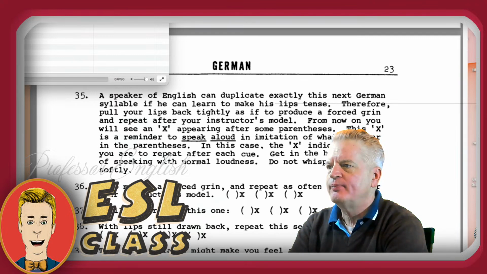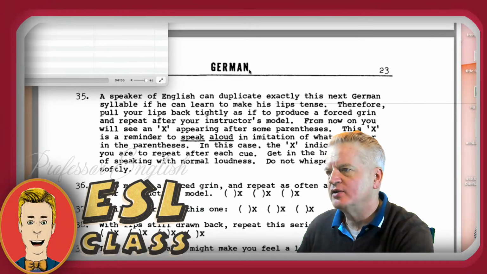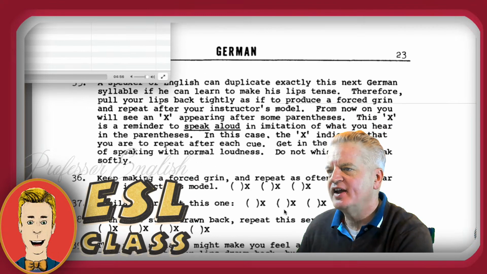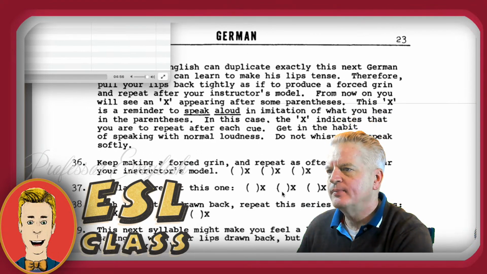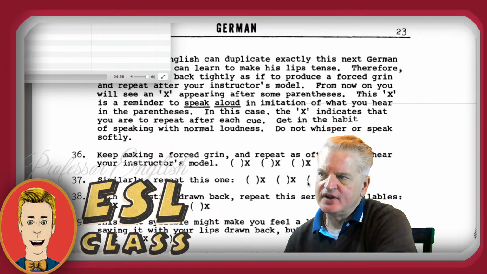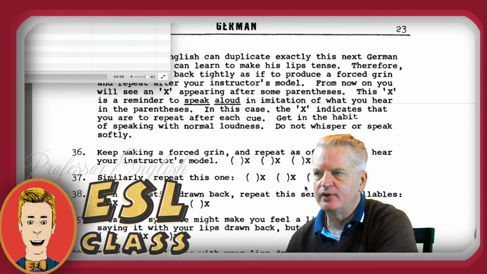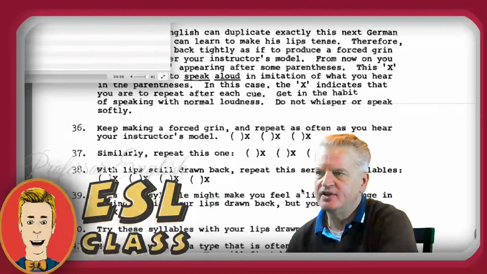From now on, you will see an X appearing after some parentheses. This X is a reminder to speak aloud in imitation of what you hear in the parentheses. In this case, the X indicates that you are to repeat after each cue. Get in the habit of speaking with normal loudness. Do not whisper or speak softly.